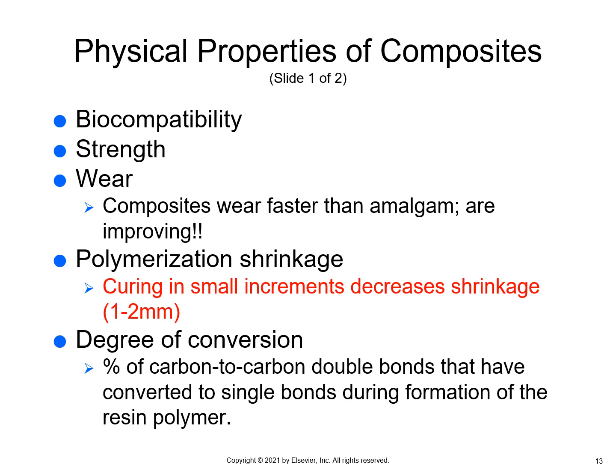Polymerization shrinkage is something we want to always think about with composite resin. That's why we typically cure in those small increments so that we don't have too much shrinkage, with the exception of some of those bulk composites that they're making now that allow you to place them a little bit heavier. The carbon-to-carbon double bonds that have converted to single bonds during the formation of the resin polymer gives you that degree of conversion. That's nothing that you guys will be asked. It has to do with shrinkage.